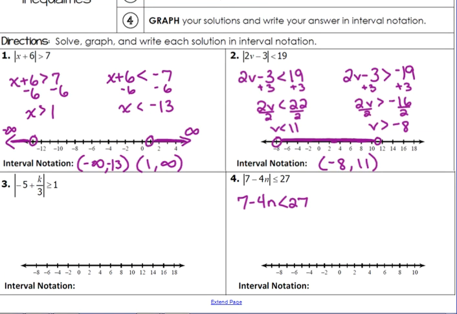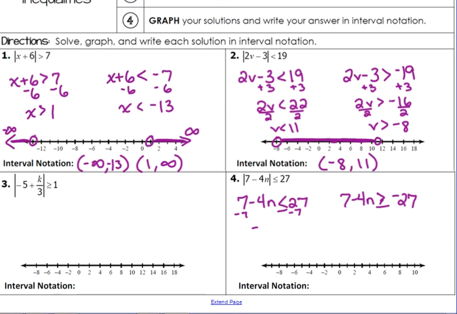Keep everything the same for the first case. Keep everything inside the absolute value. Switch the inequality. Switch the sign. So 7 minus 4n is greater than or equal to negative 27.